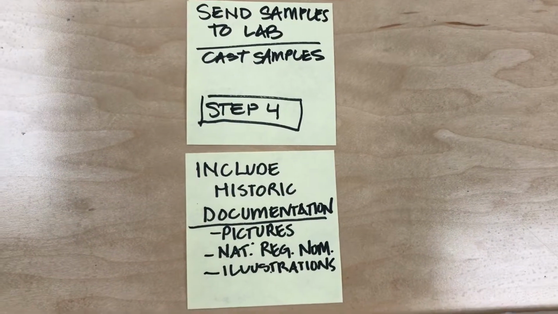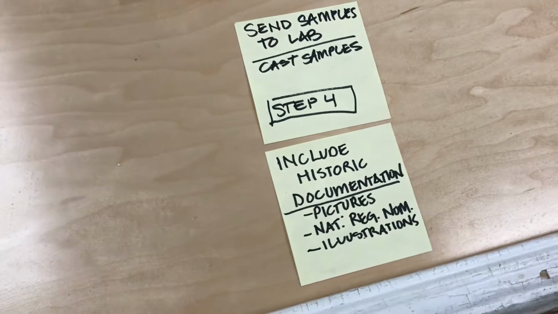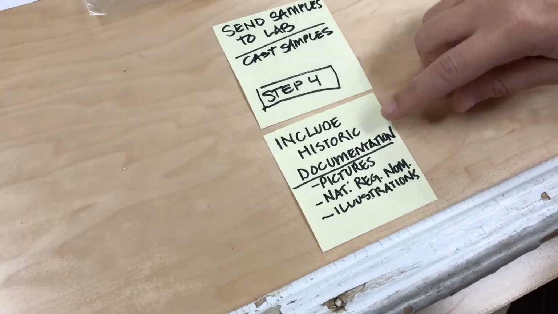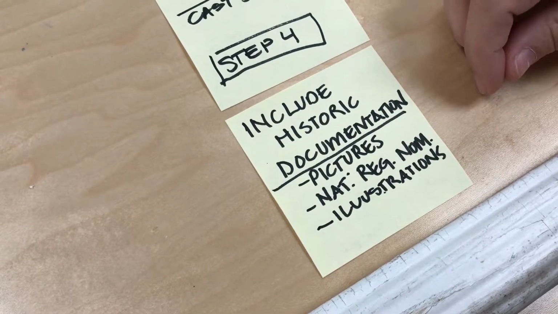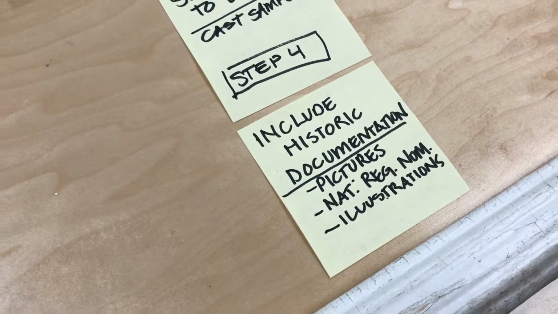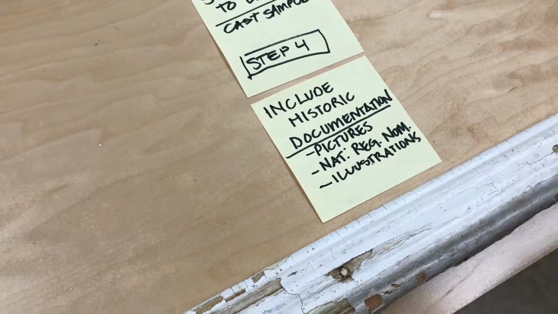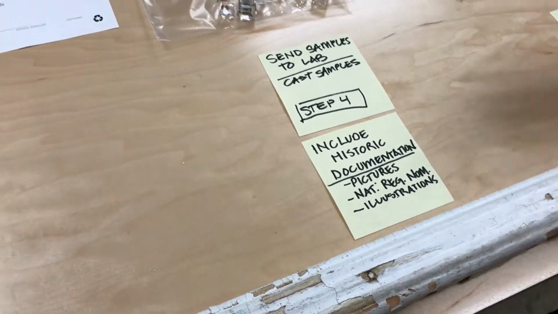Step 4. Send your samples to the Meadors Laboratory. With your samples, if you have it, include information such as historic photographs, National Register nominations, and any type of illustrations you might have of your property. This really helps us when we move on to the analysis side of our paint study.